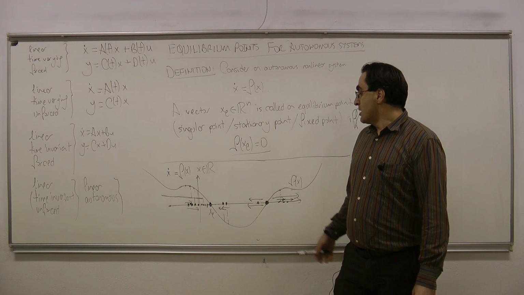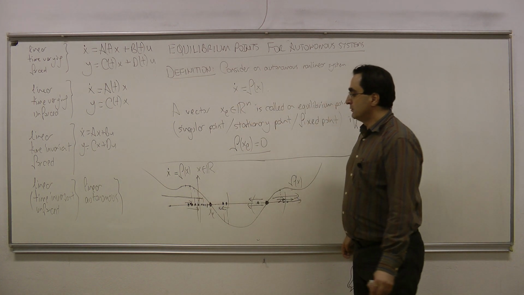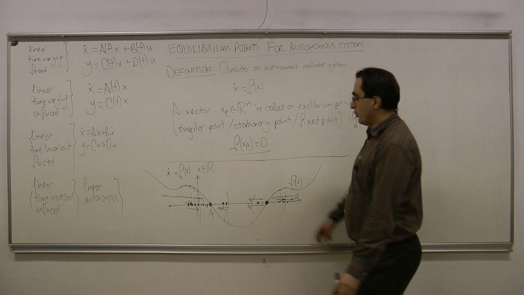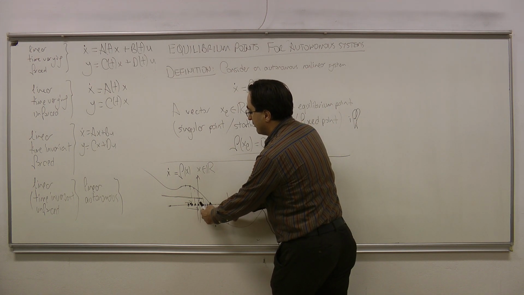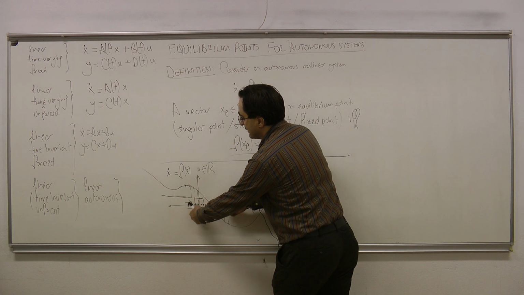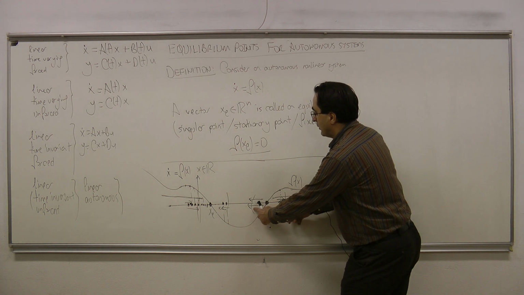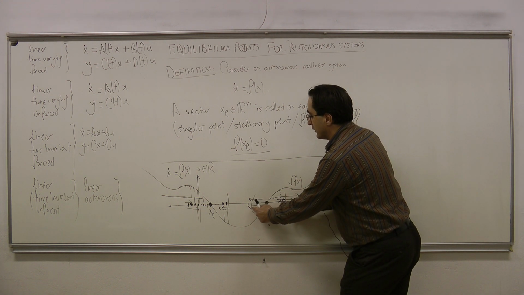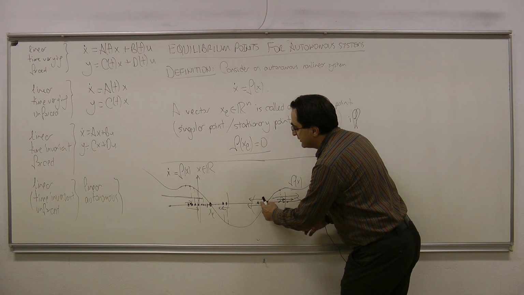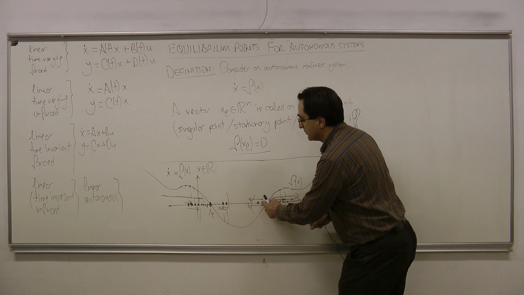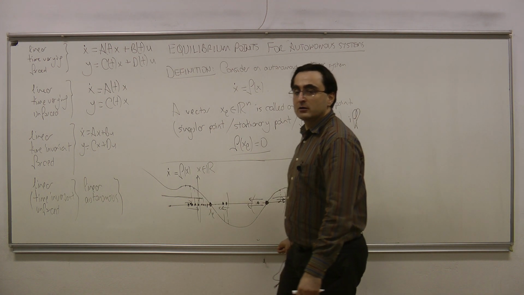Okay? But you see that the behavior around the equilibrium points is quite different for this system. For the first equilibrium point, initial conditions around the equilibrium point would result in convergence to the equilibrium point. On the other hand, for initial states around this equilibrium point, if I start the system somewhere very close but not exactly on the equilibrium point, I see that the states will diverge away from this equilibrium point.